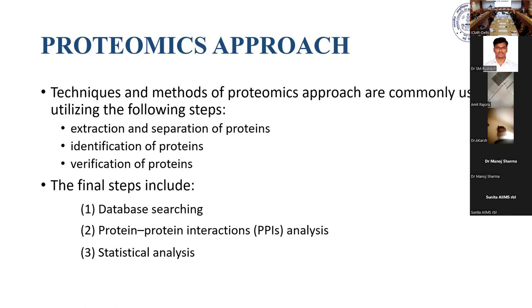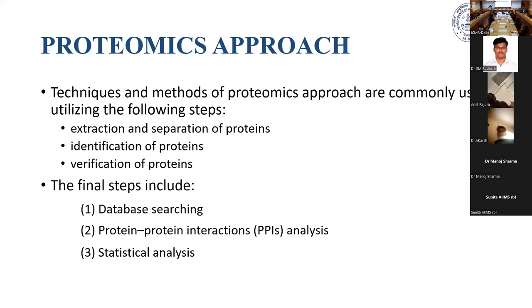disease, then you would be entering this whole flowchart somewhere in between. For example, if you already have some preliminary data and you want to verify, then we are only looking at verification of proteins. But if you're looking at identification of a totally new marker, then you have to start from scratch. First, there has to be extraction and separation of the proteins, identification of the proteins, and then the verification of the proteins.